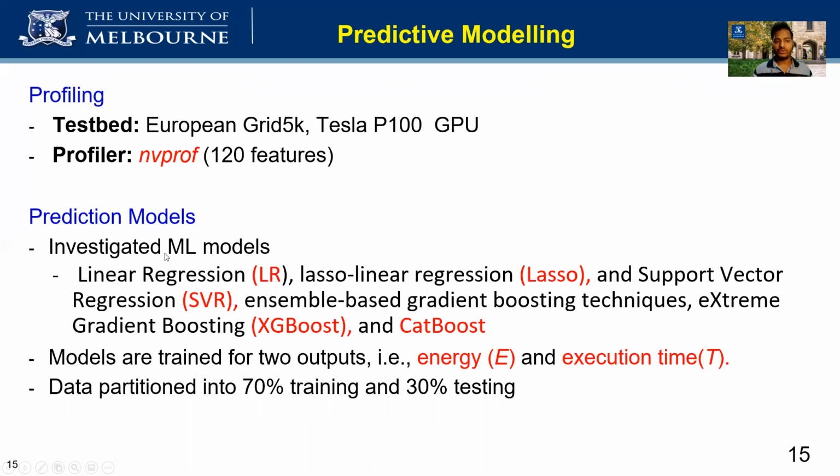As we wanted to predict execution time as well as power consumption, it is a no-brainer that we have to go with regression models. So we did test different regression models, including linear regression, lasso linear regression, XGBoost, and CatBoost. And we built two separate models. One is for energy prediction, and the other one is for execution time prediction.